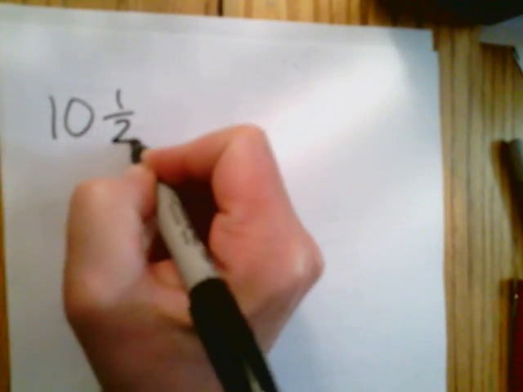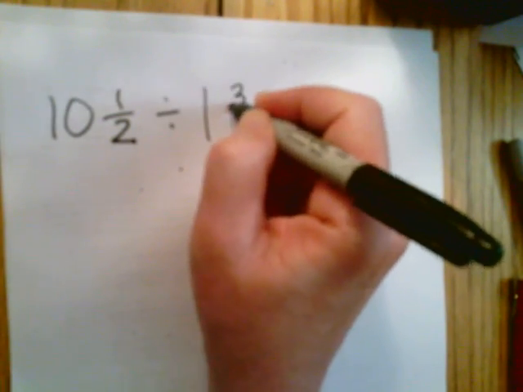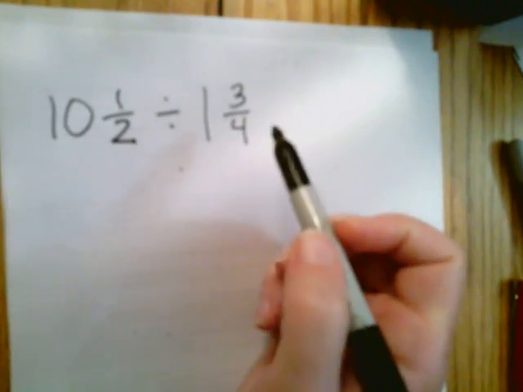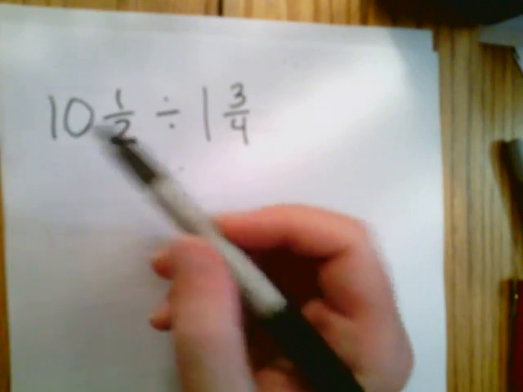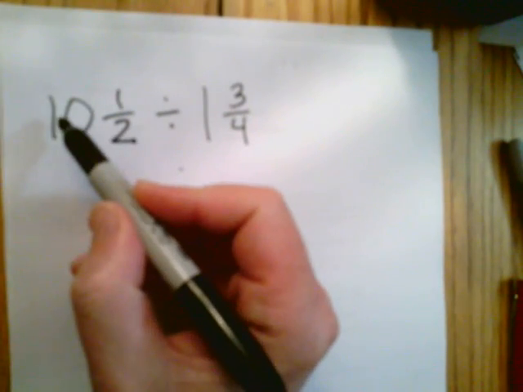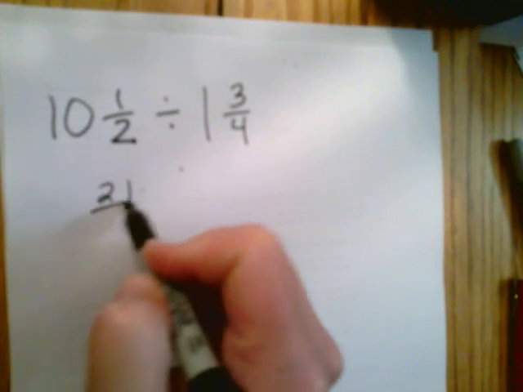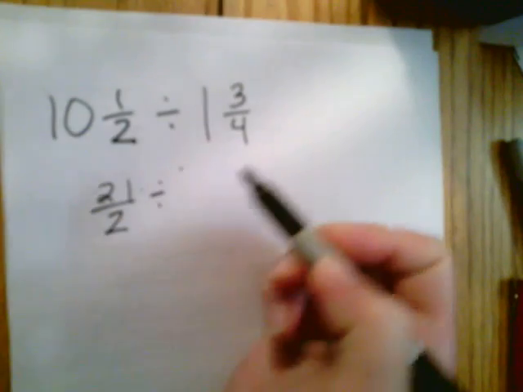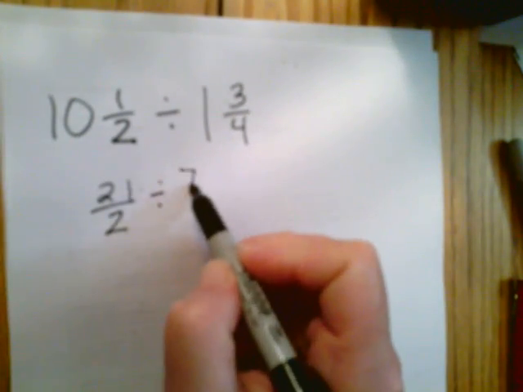Another problem. I have 10 and a half divided by 1 3/4. I'm going to have to do the same thing with both of my mixed numbers. Let's turn them into improper fractions. So 2 times 10 is 20 plus 1 is 21/2, divided by 4 times 1 is 4 plus 3 is 7/4.